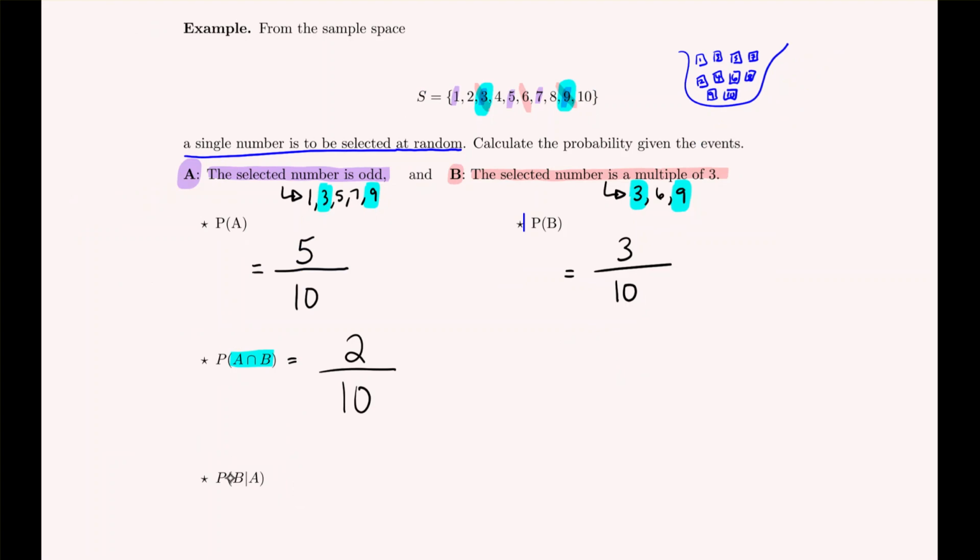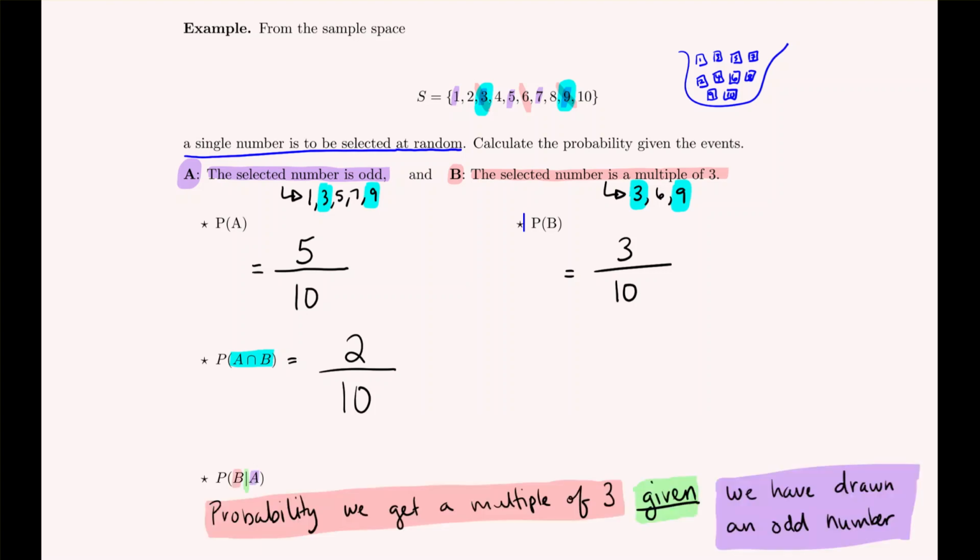Now our last problem is our new idea of conditional probability. We would read this as the probability that B occurs given A has already occurred. So one way to think about conditional probability is it's giving you extra information. Originally, we knew we were drawing one of these 10 items. That's what we knew for our first 3 problems. However, when they say the probability of B given A has already occurred, what is A? A is that we have drawn an odd number.